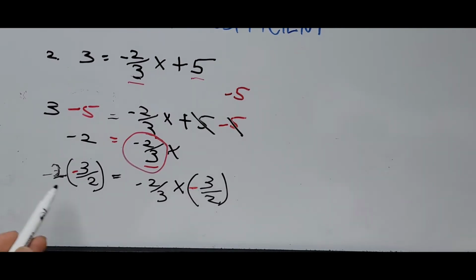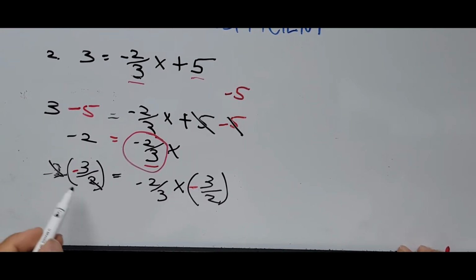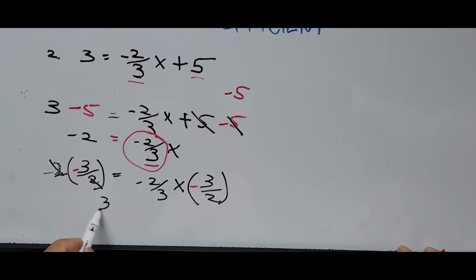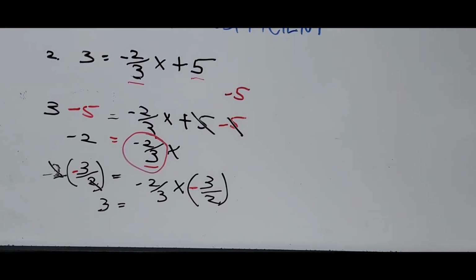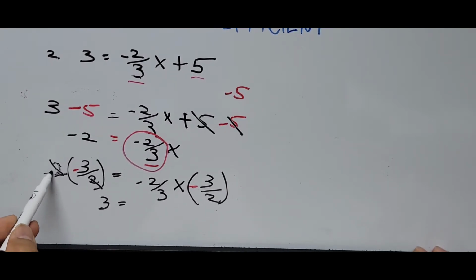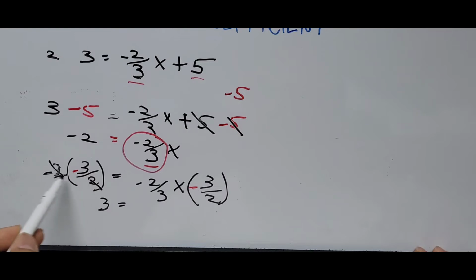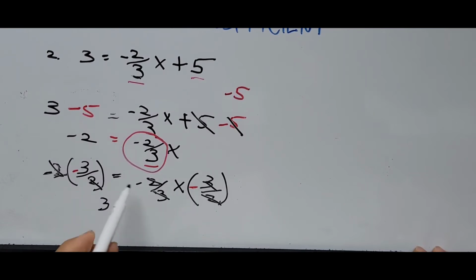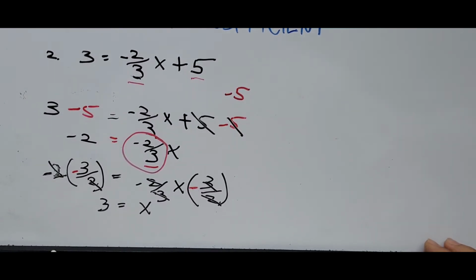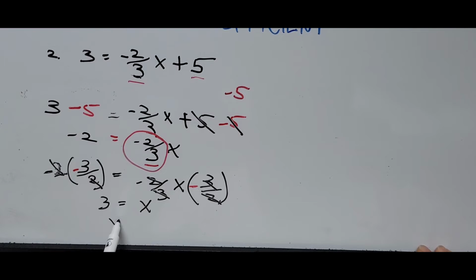Now simplifying, this one cancels. Negative times negative is positive. So that's 3. That's 3, right? Multiplying signed numbers, the rule is two negatives become positive. And the same thing over here: cancel 2, cancel 3. Negative times negative becomes positive. So what we have left now, we found the value of x. x is equal to 3. You can read it the other way around too, x is equal to 3. So that's the answer.